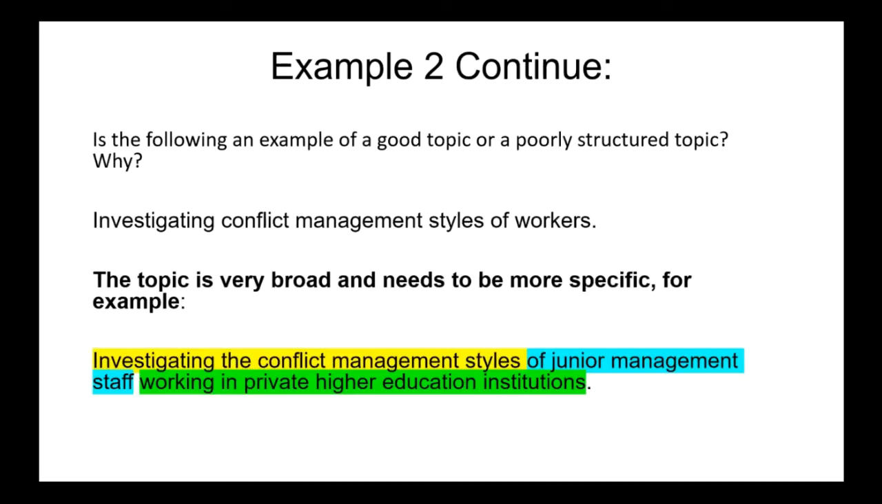Okay, so in my opinion, this topic is very broad and it needs to be a bit more specific. So let's read it again. Investigating conflict management styles of workers. It doesn't really give you a lot of information on who the workers are and where these workers are working. So a better way to structure this topic would be investigating the conflict management styles, that's the what, of junior management staff, that's the who, working in private higher education institutions, and that is the where.